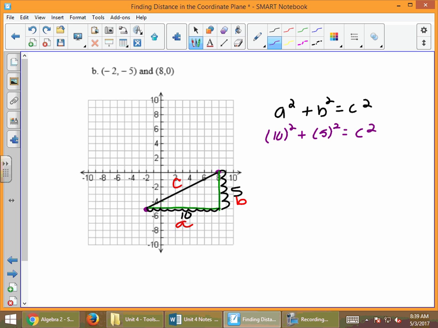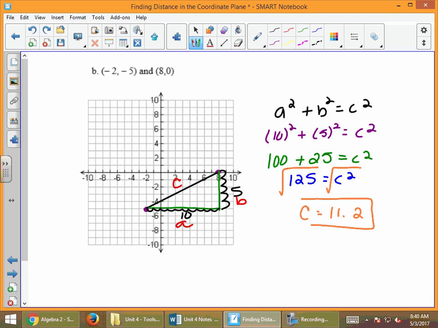Go ahead and clean that up. 10 squared is 100. 5 squared is 25. And 100 plus 25 is 125. And then square root both sides. 125 is not a perfect square, because when you plug it in your calculator you get a long, ugly decimal. But if you round that decimal, you should round to 11.2. So the distance of that segment is about 11.2 units.